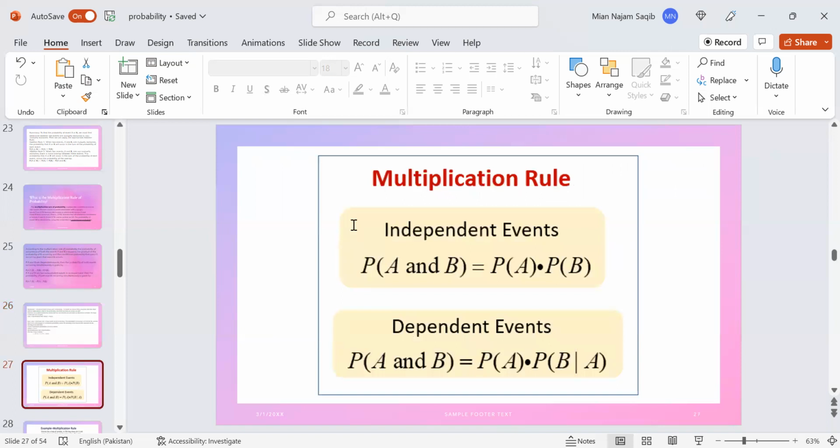So for independent events A and B, the multiplication rule simply states that the probability of A is multiplied by the probability of B. And for dependent events, it's going to be the probability of A multiplied by the probability of B given A.